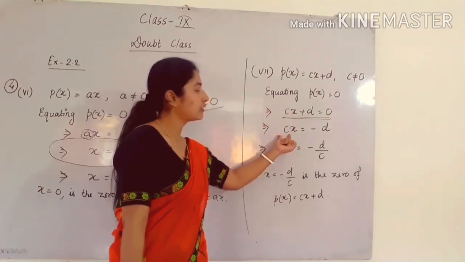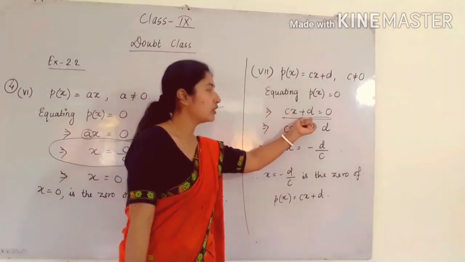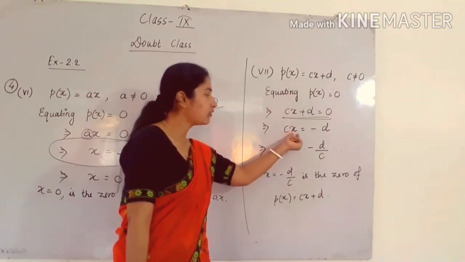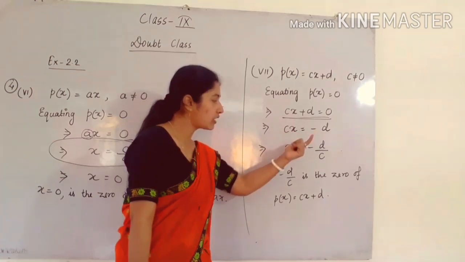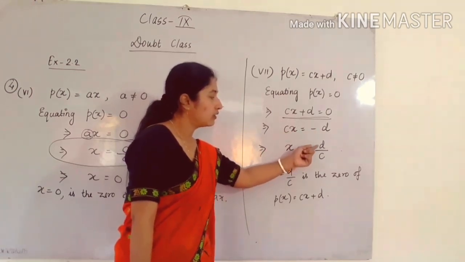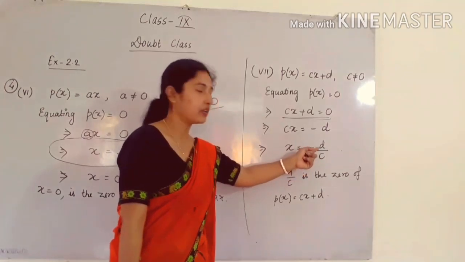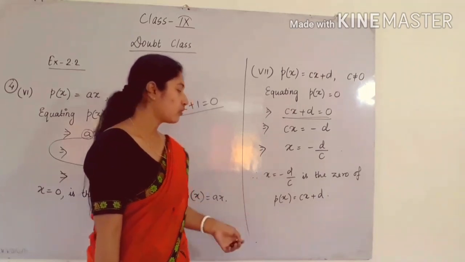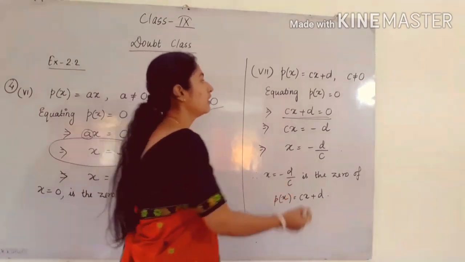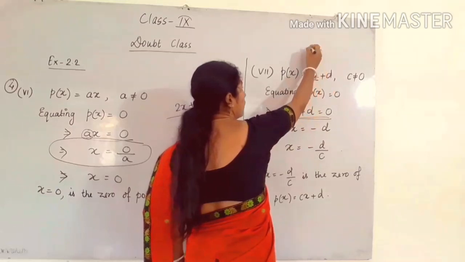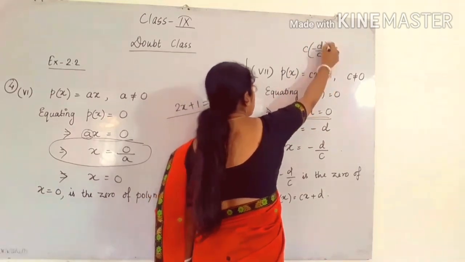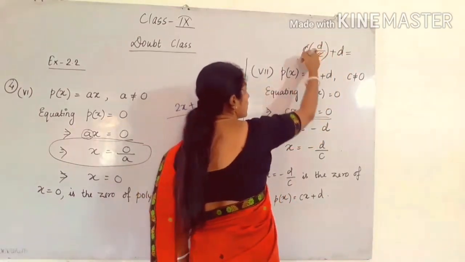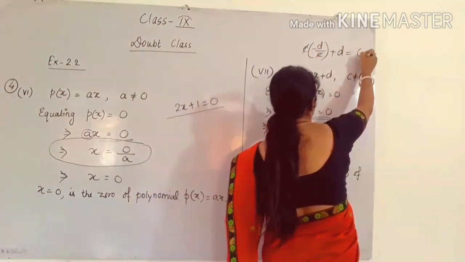So now in the next step, you have to transfer d to that side, you will get what? Minus d. So again see here, c is multiplied with x. So when we transfer c to that side, it will be in division. So minus d by c is the zero of the given polynomial. That means when we put minus d by c in place of x, we will get the answer as 0. See here, c gets cancelled, minus d plus d will become 0.